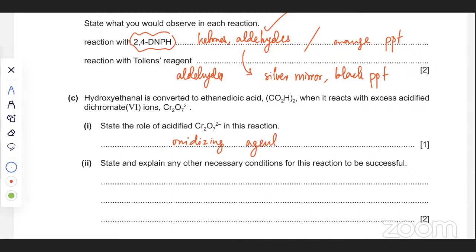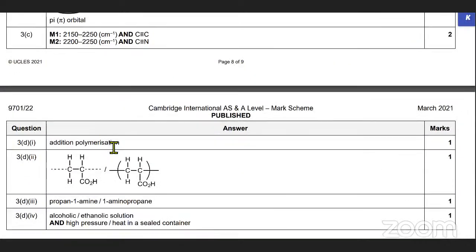So they are always helpful, and they turn from orange to green when this happens. State and explain any other necessary condition for this reaction to be successful. I can just think of two. One is that it must be acidified, and the other one is that you must reflux, because the alcohols are very volatile, so they will evaporate. So you have to put a condenser on top. That's it. So let's check these answers very quickly.